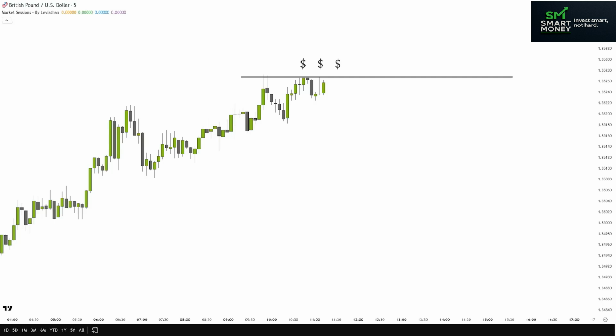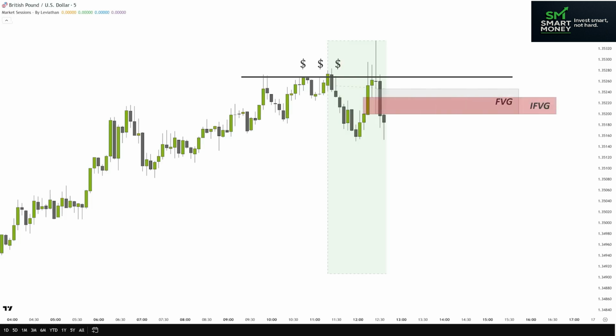Now let's play the price forward and see what happens. The market pushed the price higher and engaged the liquidity above the equal highs and quickly returned inside the range. Now, how do we enter the trade? This overlapping area of fair value gap and inversion would make a perfect trading zone to look for a short entry.